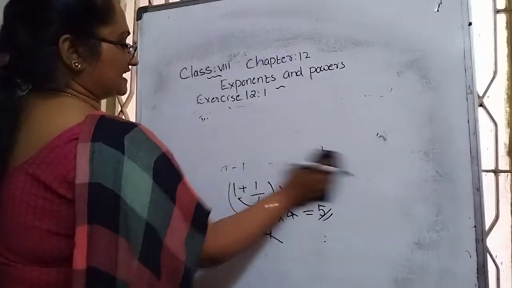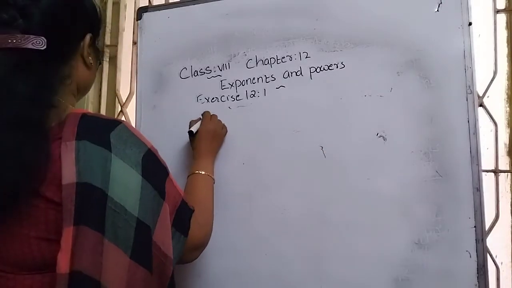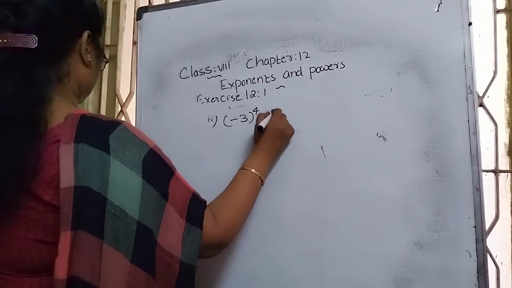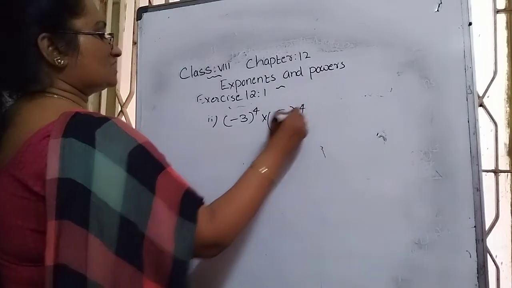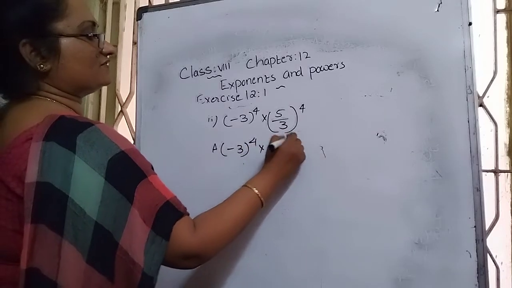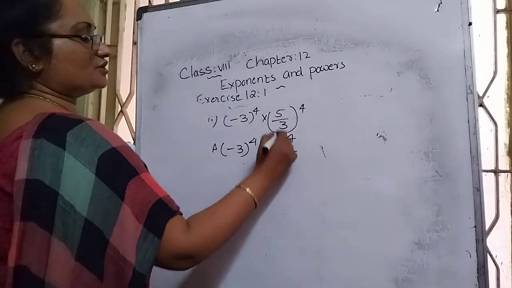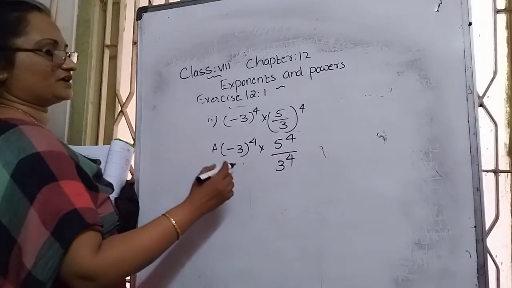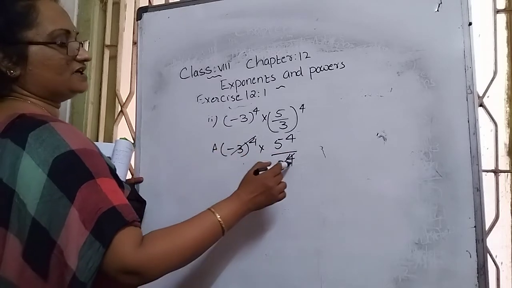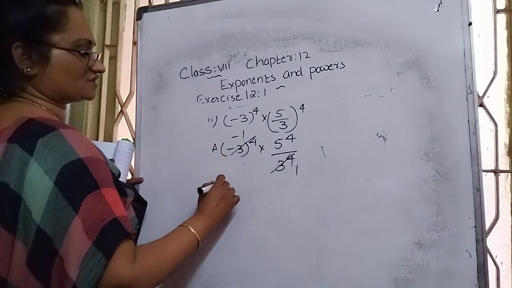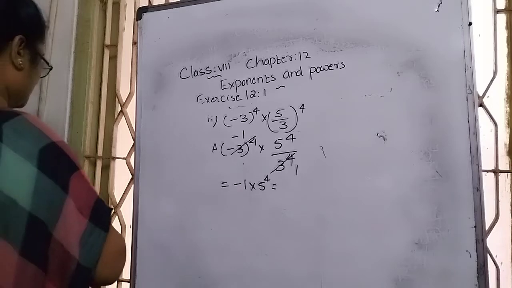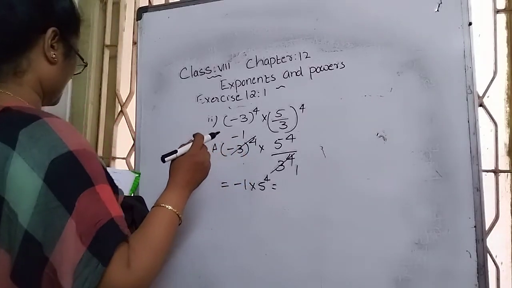The next one is the second question. They say minus 3 raised to 4 into 5 by 3 raised to 4. Here they have given minus 3 raised to 4, and 5 is also given with the power 4. The denominator 3 is also given with the power 4. Then same variable with the same power and same number means cancel. Here 1, here it comes to be how much? Minus 1. So the answer becomes minus 1 into 5 raised to 4.